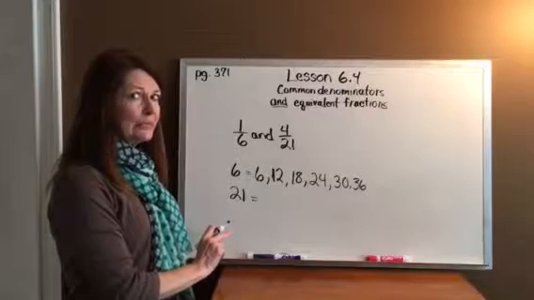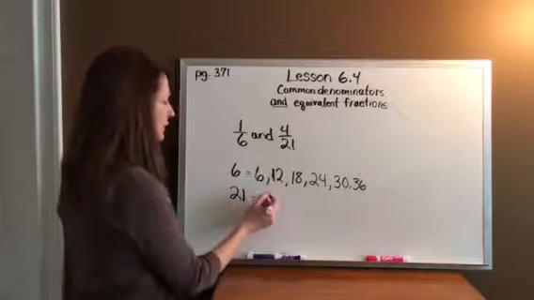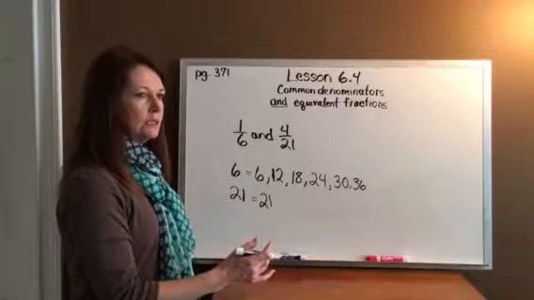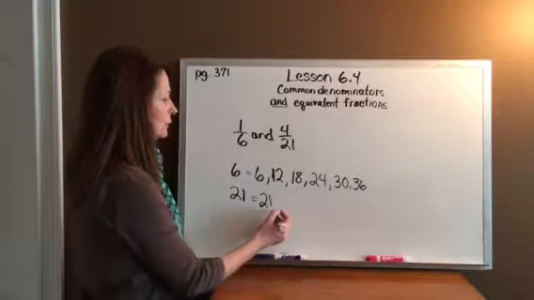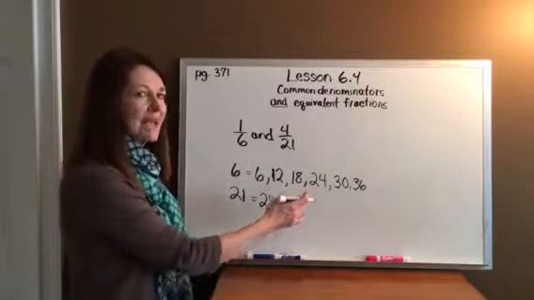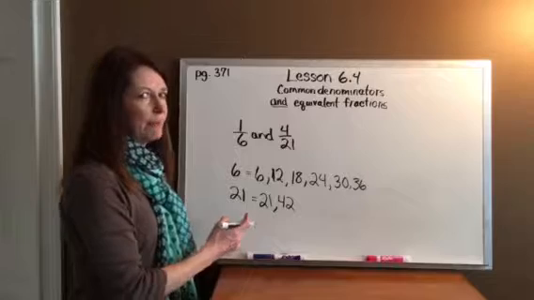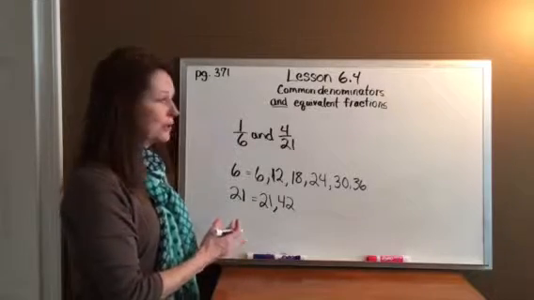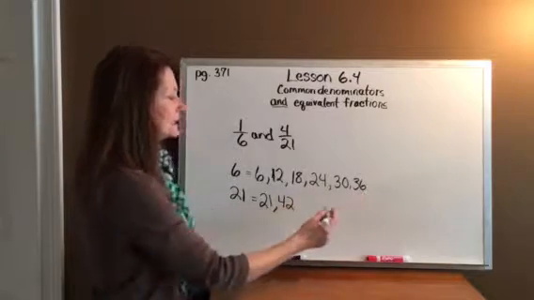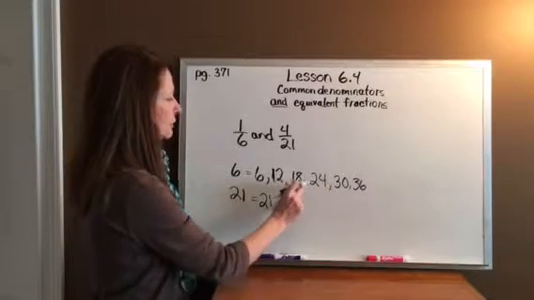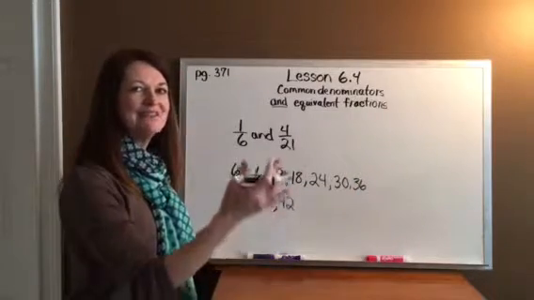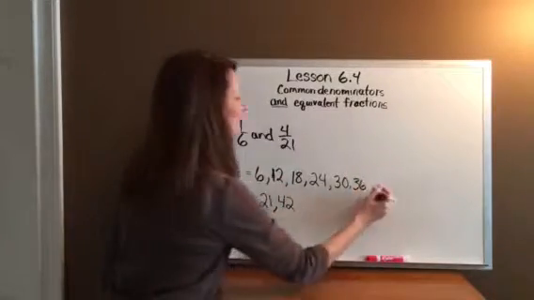21, big number. 21 times 1 is 21. 21 times 2 is 42. Well, right away, I haven't come yet to a common multiple. So I know I'm going to have to go back up to this line. All right, I'm on 1, 2, 3, 4, 5, 6, 7. What is 6 times 7? 42. If I had just gone one more, I would have had it.